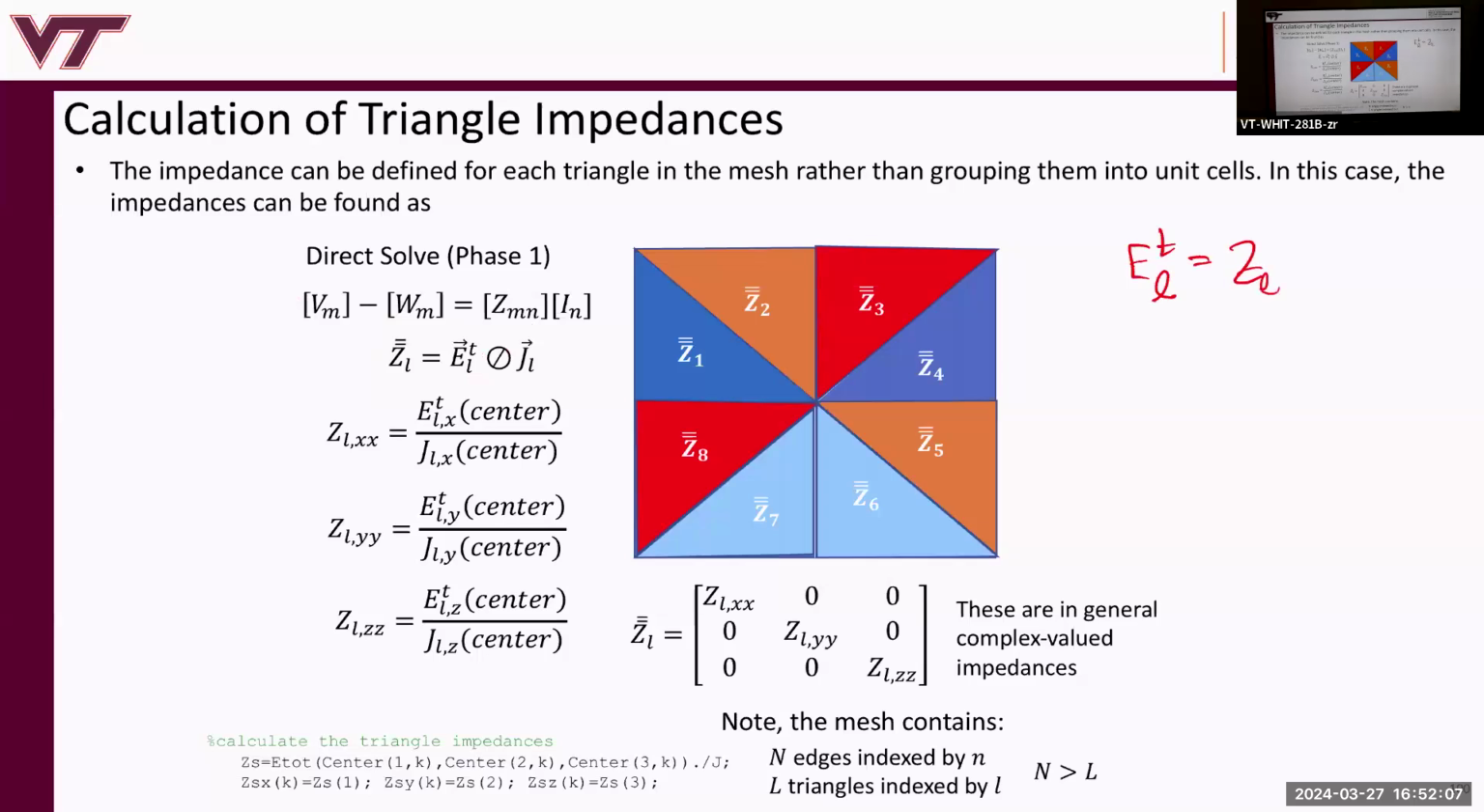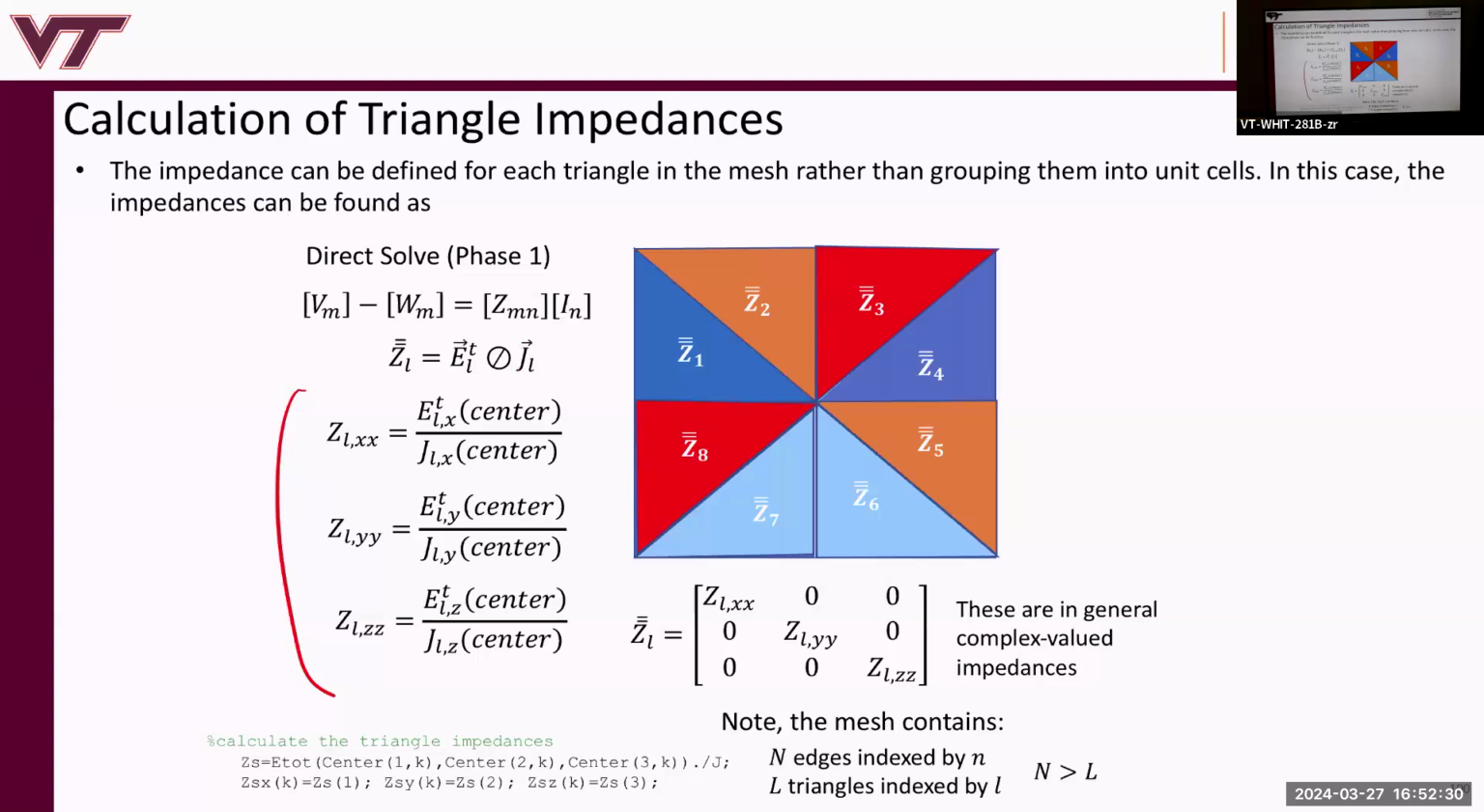Z, say L, dotted with J, L. So to solve this, this means element-wise division. So you take the element of the vector E, the x component, and divide it by the x component of the current. The y component divided by the y component. It's called a Hadamard division. Or you can write it like that, right? Okay. So what are we doing?